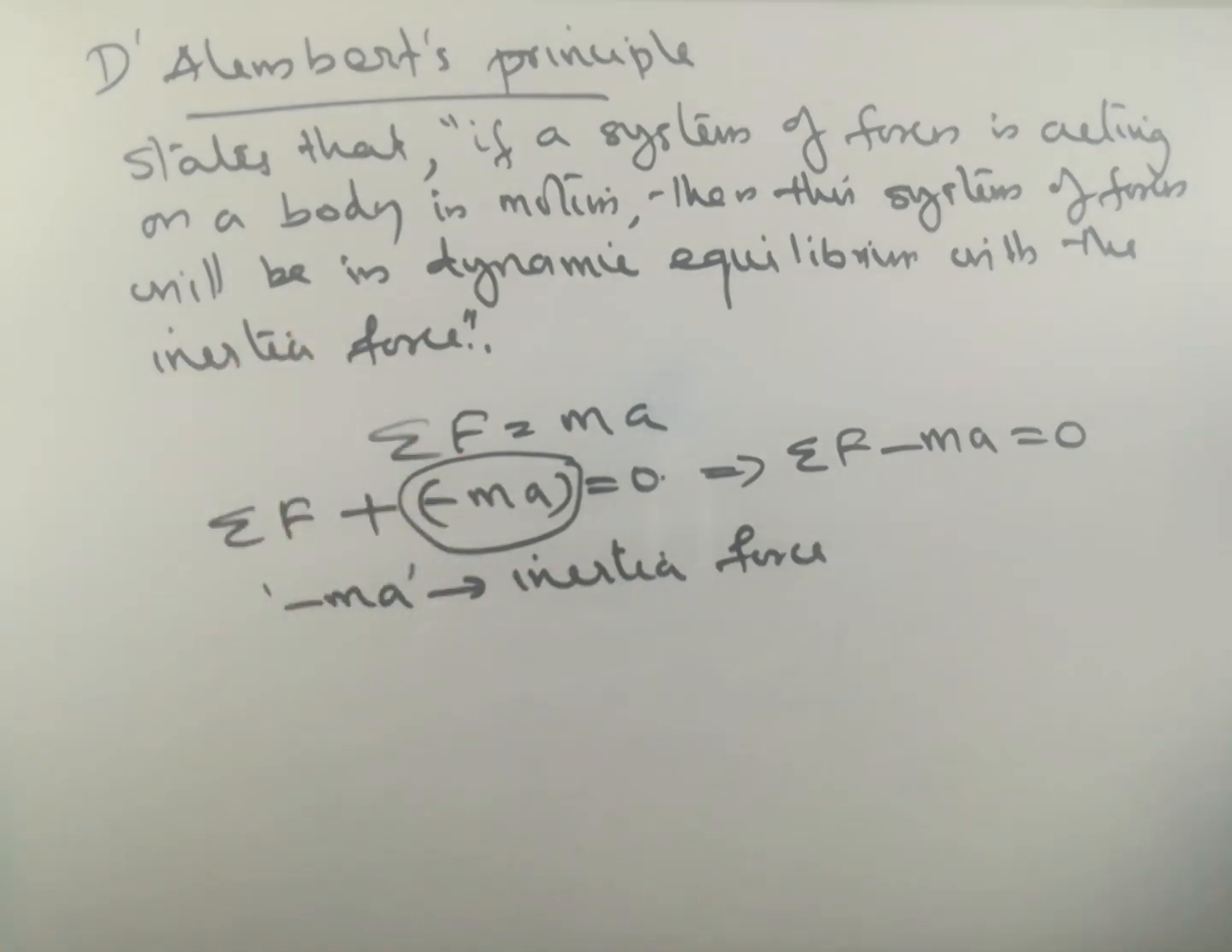So the statement of D'Alembert's principle is, if a system of forces is acting on a body in motion, then this system of forces will be in dynamic equilibrium with the inertia force. And in mathematical form, we can write it as sigma F minus ma equal to 0, where minus ma is the inertia force and sigma F is the net force acting on the body.